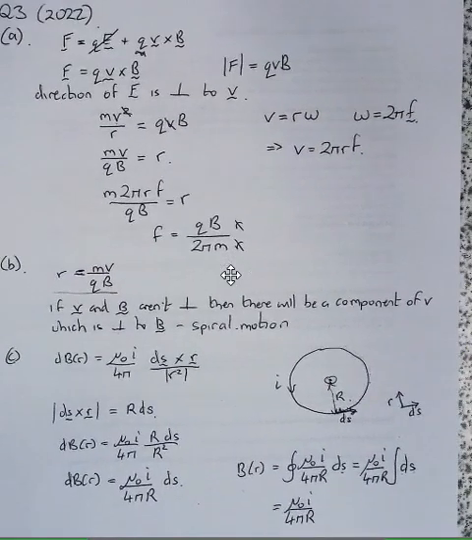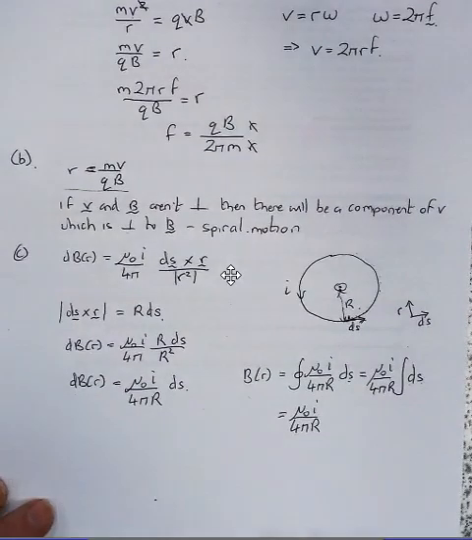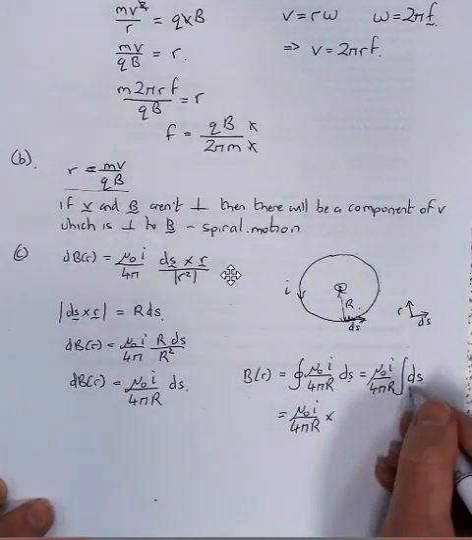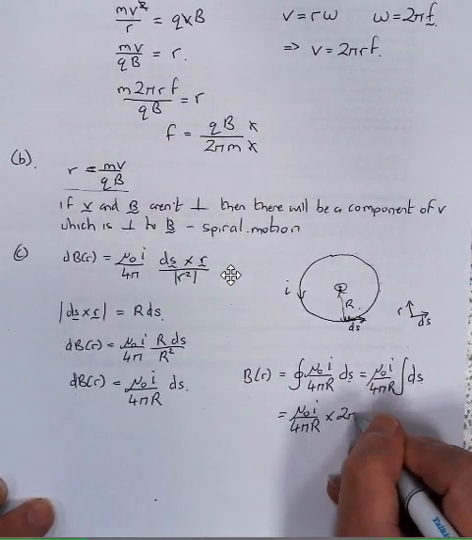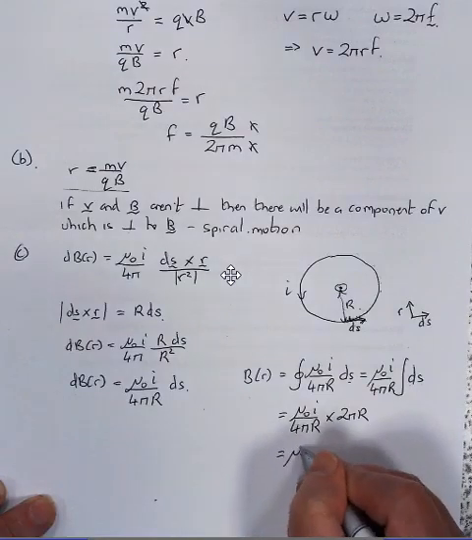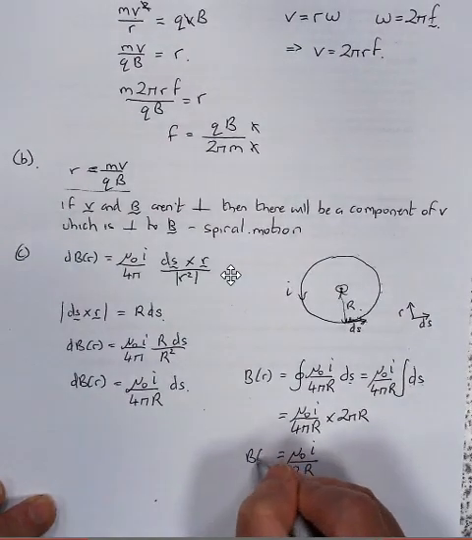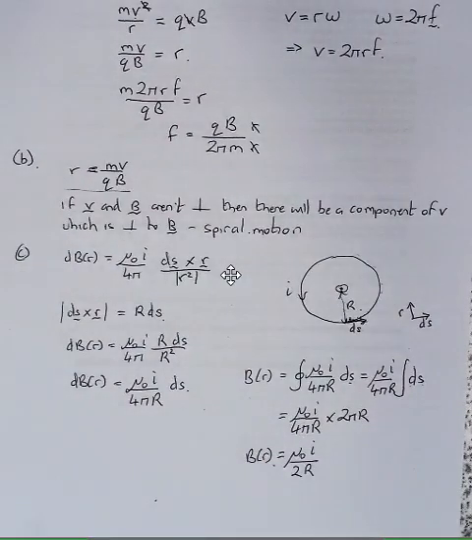So that gives us mu naught I over 4 pi r squared going around a loop. I'm just going off the page there a bit, so I'll shift the page up. Integrate around the loop, it's the circumference, 2 pi r. And so we get mu naught I over 2r. Okay, that is again not the hardest. Hopefully you're happy enough with that. Right, and on we go.